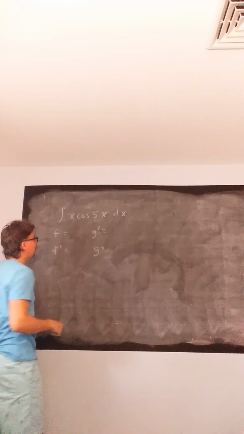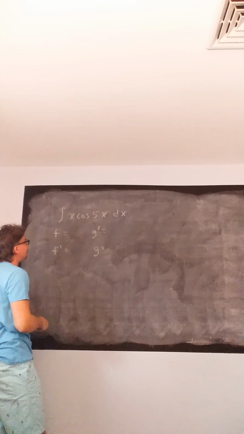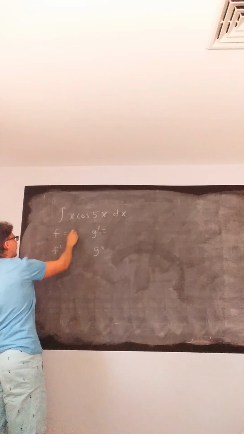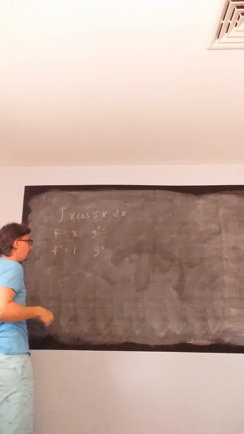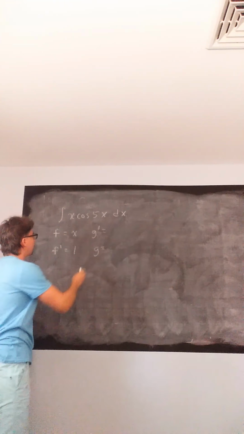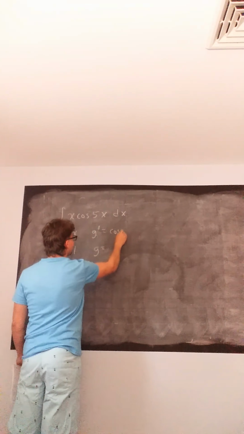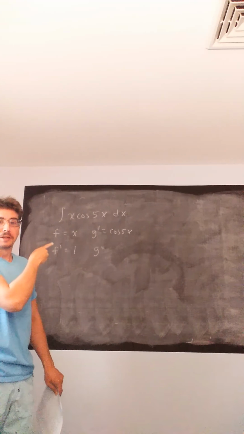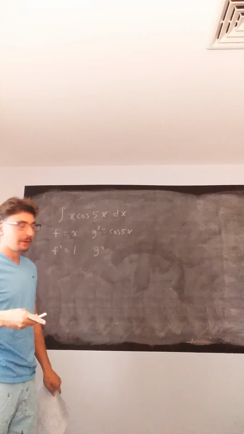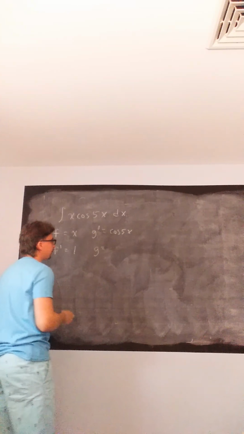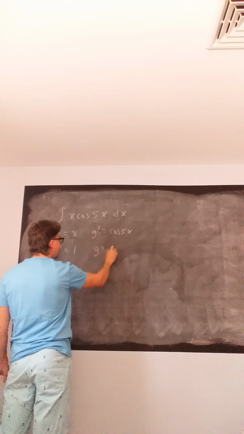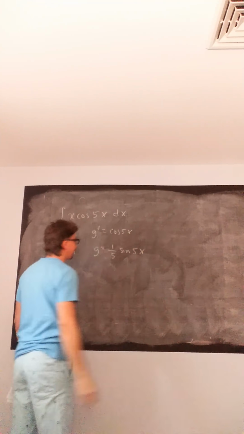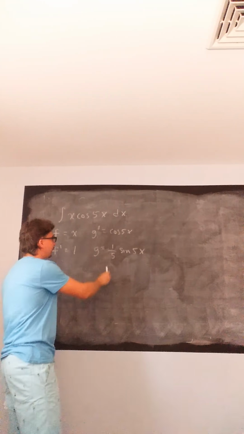Now, this one isn't too bad. You have x versus cosine of 5x. Typically, this is what's going to be integrated, and this is what we're going to take the derivative of, because the derivative of x is just 1. That's really nice. And this will be cosine of 5x. I know right away what that's going to be when I integrate it. You may not know right away, so you may have to go off to the side to figure it out. But what g will be is 1/5 sine of 5x.